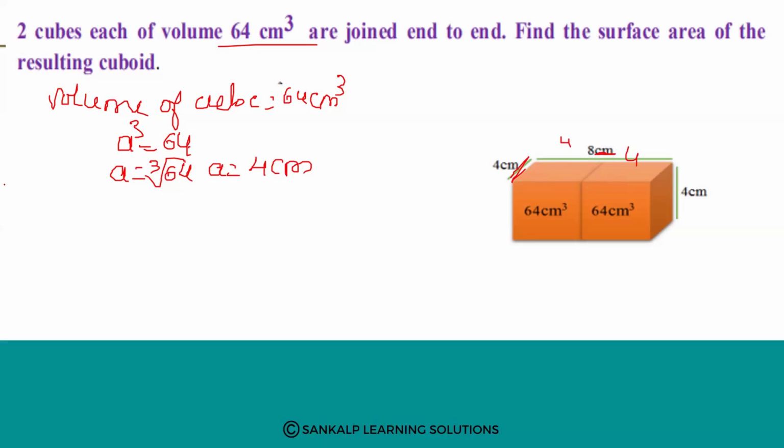Now, L means 4 plus 4, that is length is 8 centimeter and breadth is 4 centimeter and height is 4 centimeter. Okay.